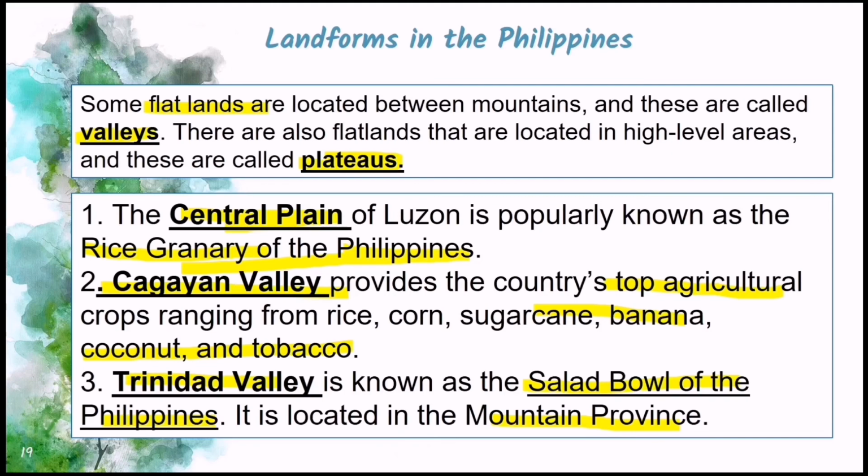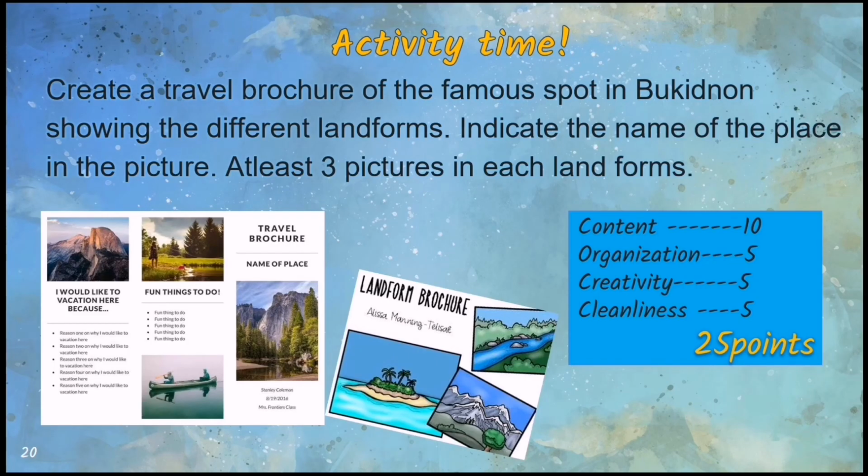Okay? So, activity time. For your activity, you are going to create a travel brochure of famous spots in Bukidnon, showing the different landforms. You are going to indicate the name of the place in the picture, with at least 3 pictures for each landform: mountains, hills, or plains. So you will make a brochure.